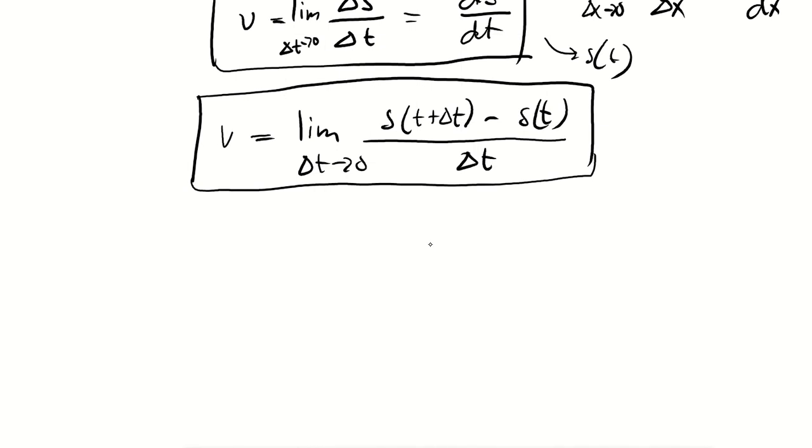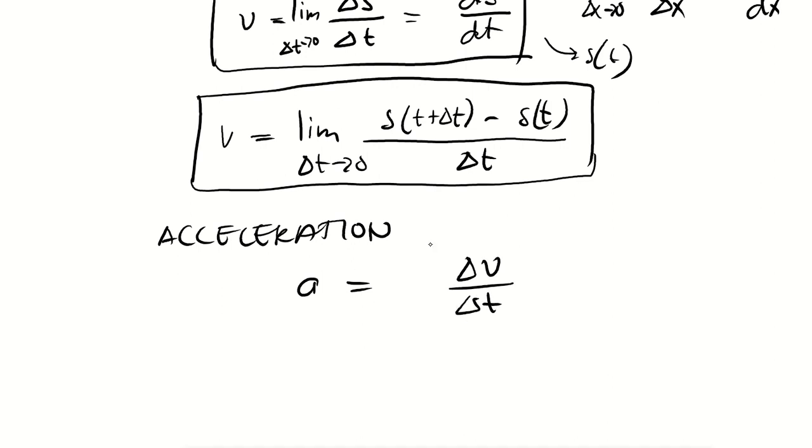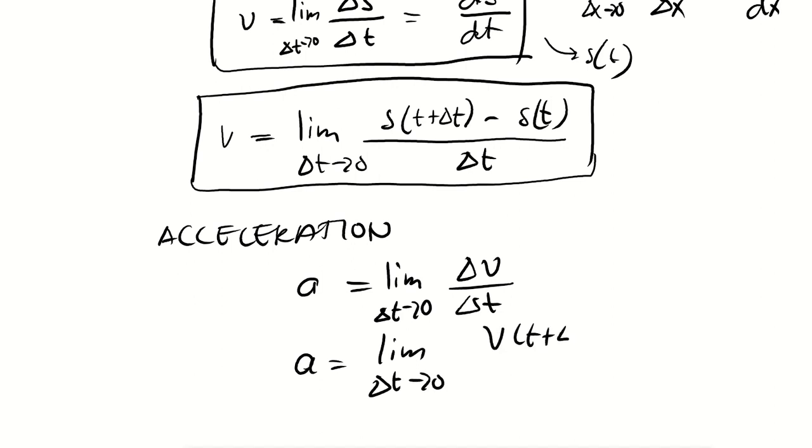Now, another one is the acceleration. The acceleration is just the change in the velocity with respect to time, so we can also represent it as a derivative. If you want the instantaneous, then this will be the limit of delta v over delta t as delta t approaches 0, or the limit of v(t plus delta t) minus v(t) all over delta t. That's the acceleration.